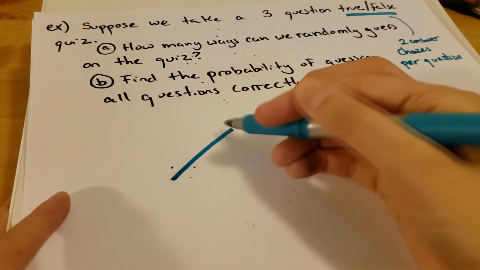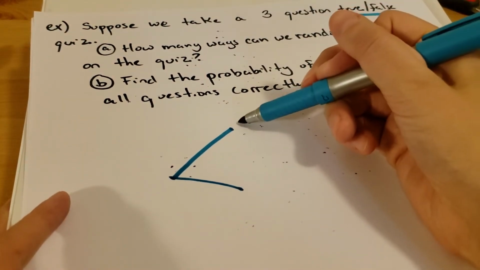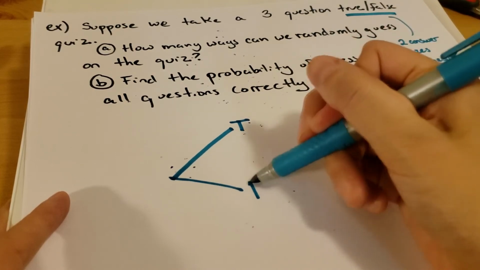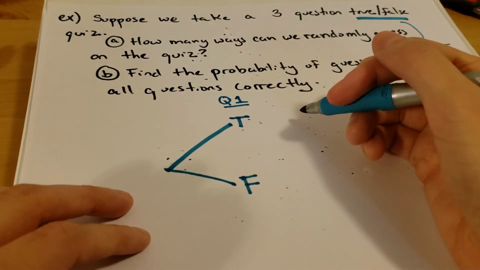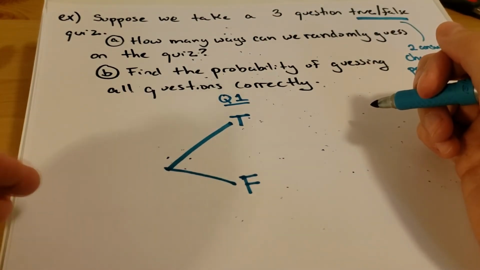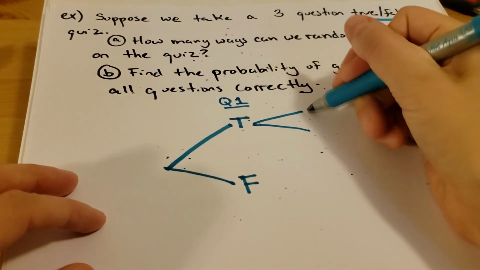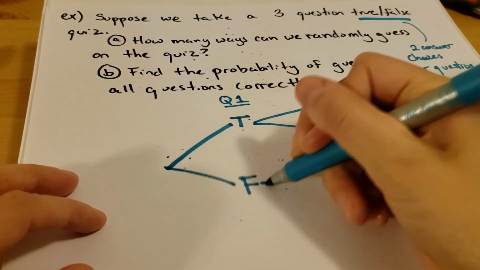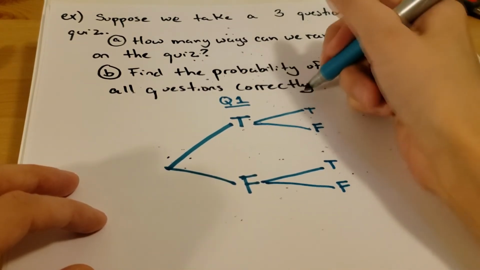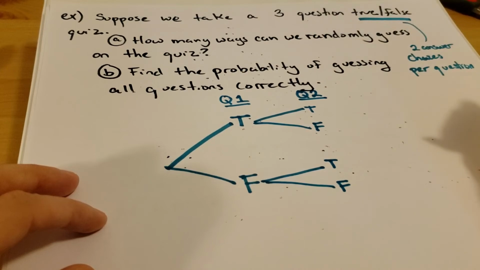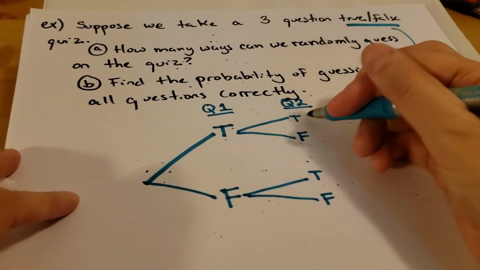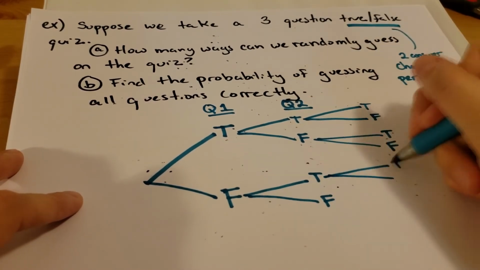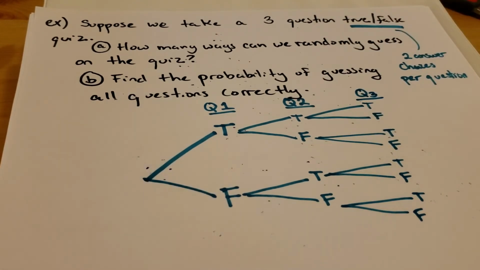When we start taking the test, right, there's our first question, and if we're guessing, we could either guess true on that question or we could guess false. Now, when we get to our second question, again, we could either guess true or false. Okay, and now when we get to our third question, again, we could guess true or false on each question. Okay, so these are all the possibilities for guessing on each question.